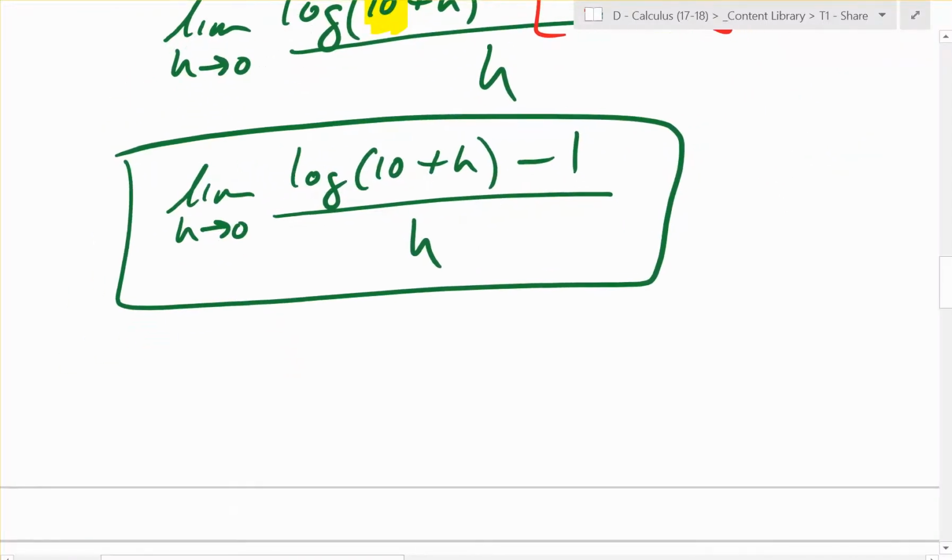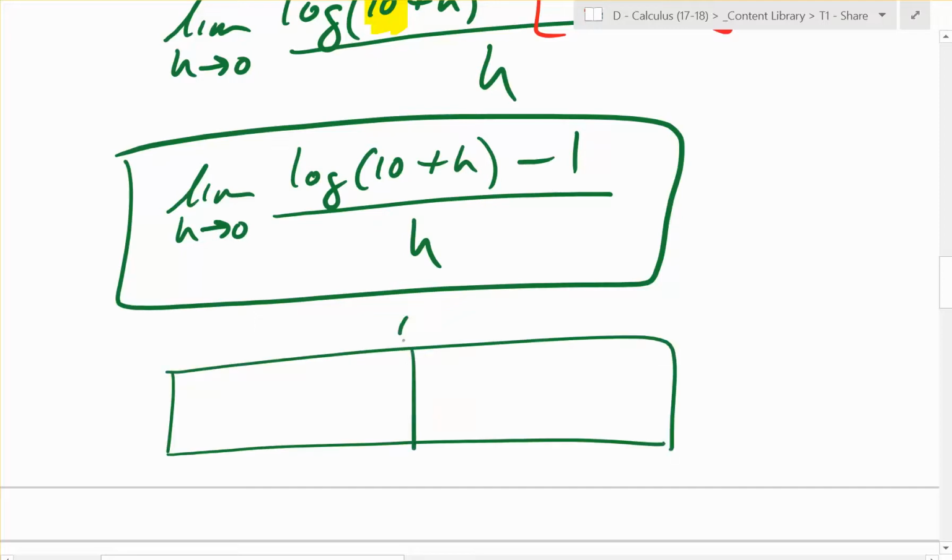You can try playing around with it, but there really is no good way to algebraically manipulate this so that the h cancels in the denominator and you can plug in 0. So if you're algebraically stuck, you are going to need to make a table of values centered around 0 because that's what we are attacking right there. We're approaching from left and right, and we're talking about our x value and our f of x value.